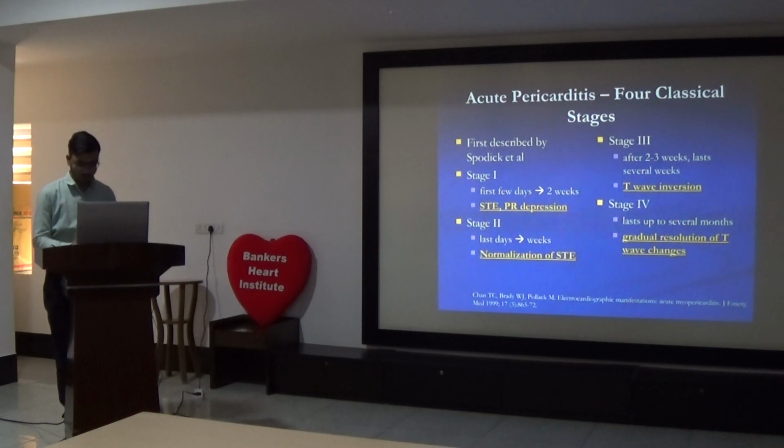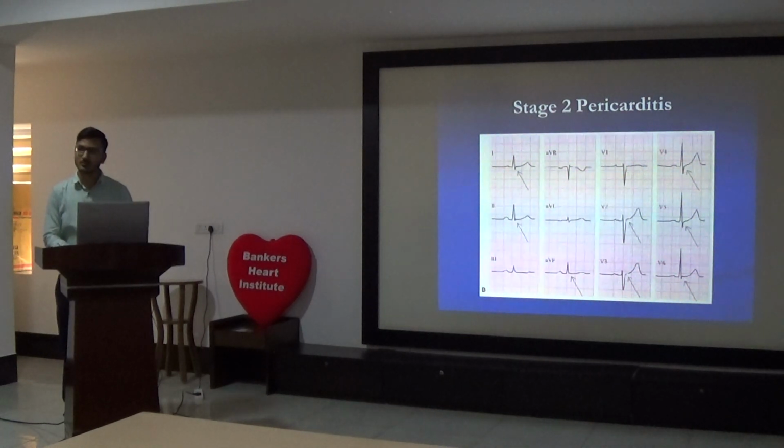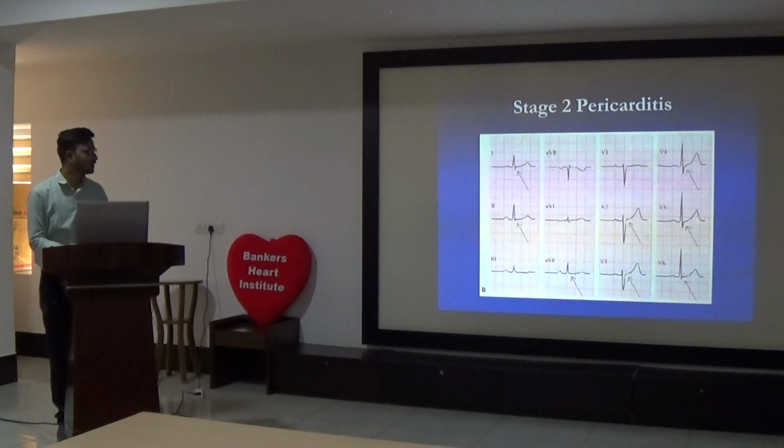Okay. So the general presentation of acute pericarditis should be acute, so most of the time we are seeing stage 1. If at all we are following very routinely with ECG, then only we will be able to see the other stages.